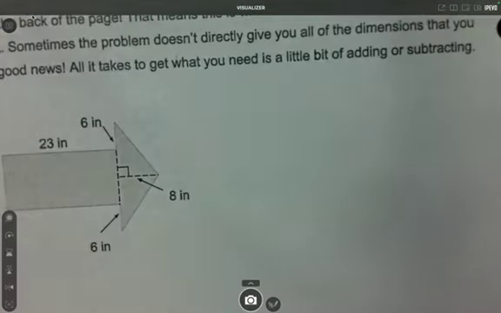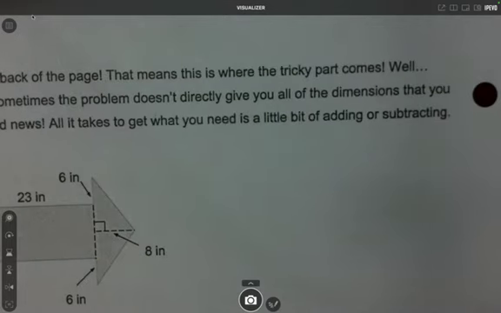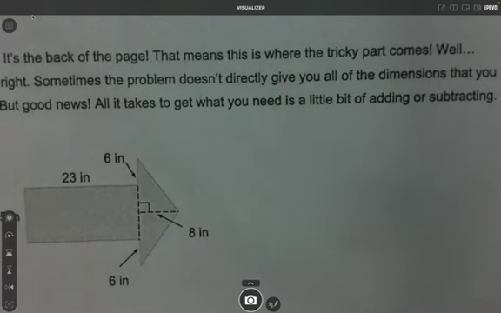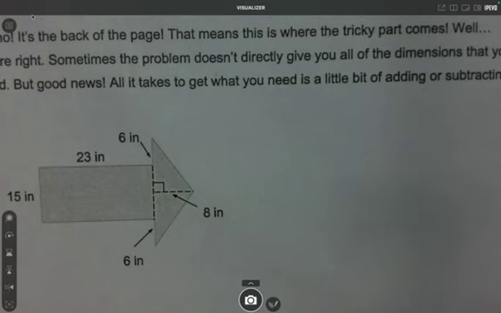Okay. Oh no, it's the back page. That means this is where the tricky part comes. Okay, you're right. But the tricky part this time is sometimes the problem doesn't directly give you all the dimensions that you need. But the good news is, all it takes to get what you need is a little bit of adding or subtracting.